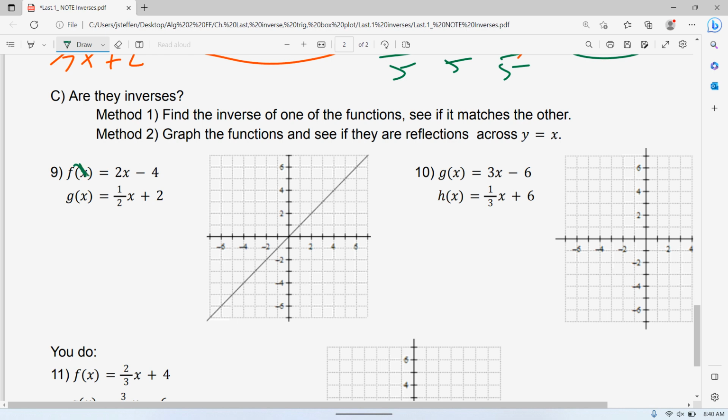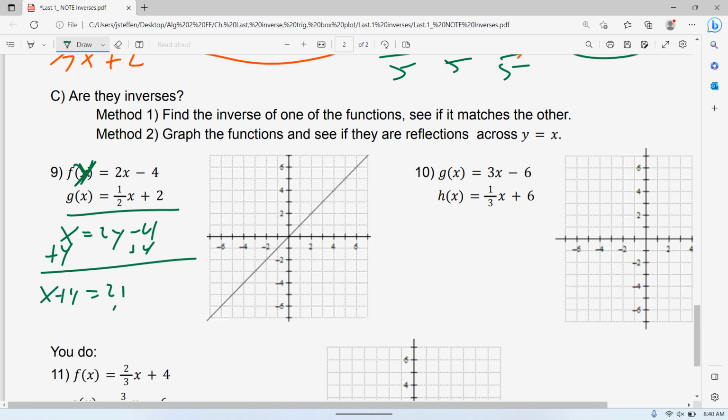Again, I'm going to go ahead and find the inverse of f of x. If it matches this, then obviously they're inverses. I switch my x and my y, so f of x is equal to 5 minus 4. 4 is equal to 2y.